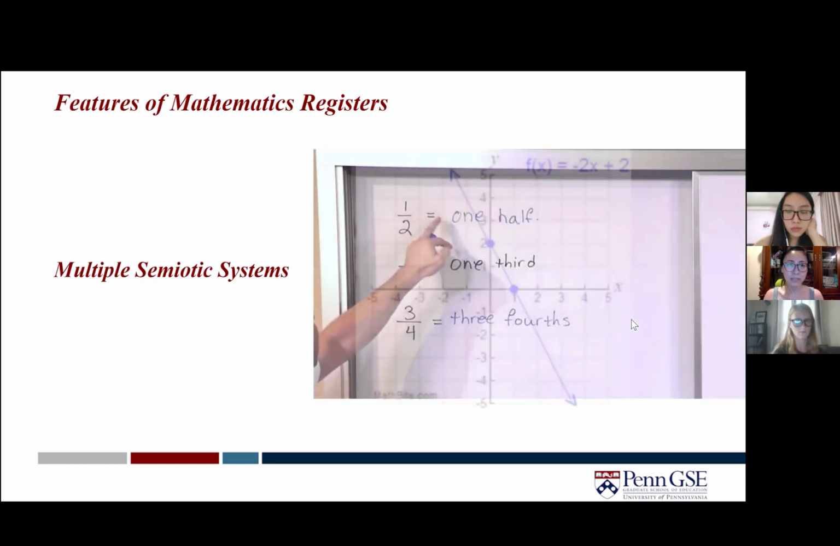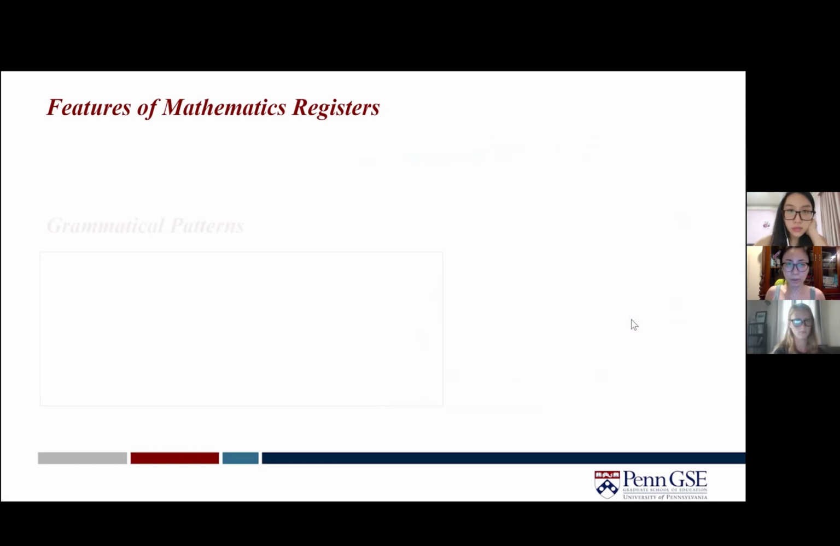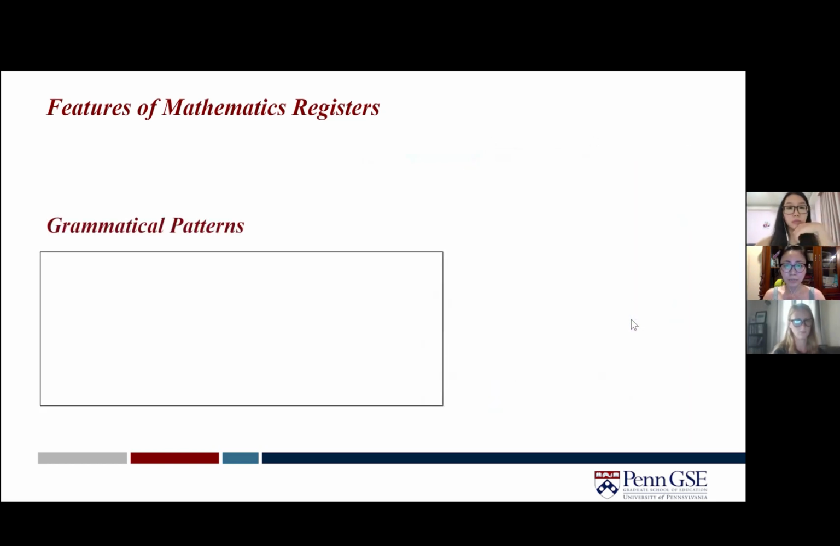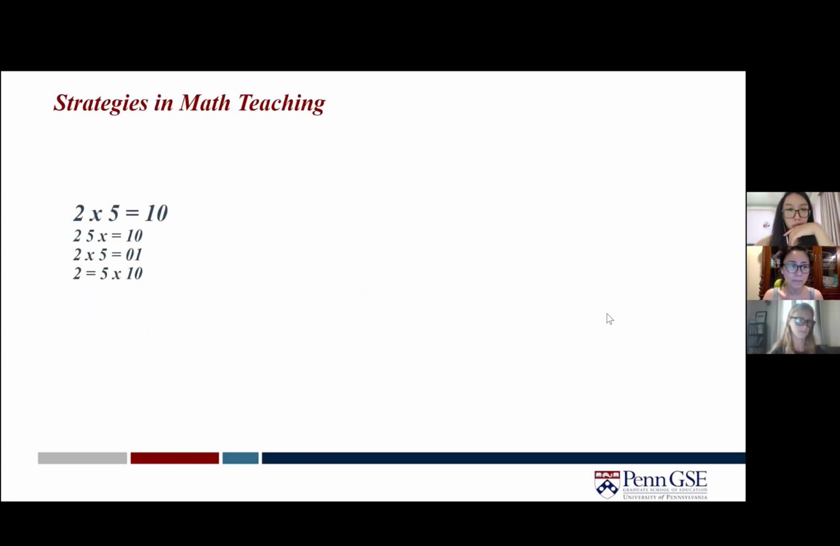And here are the grammatical patterns. Mathematics has its own unique grammar patterns as well. The grammatical pattern brings together long, dense noun phrases in clauses and sentences constructed with being and having verbs that present a variety of meaning relationships. In addition, mathematics problems often use conjunctions that have meanings different from their everyday uses, or include implicit logical relationships that are not spelled out. So the student needs to learn the language patterns and how they construct concepts in mathematics.